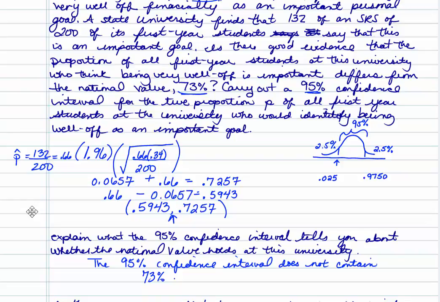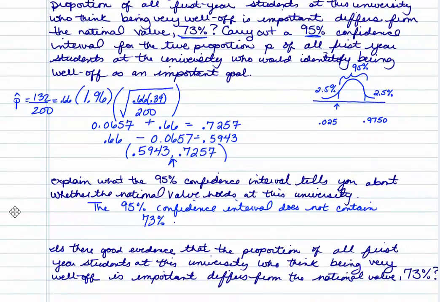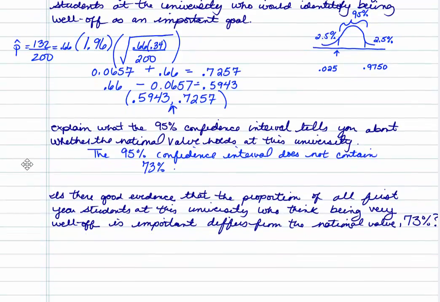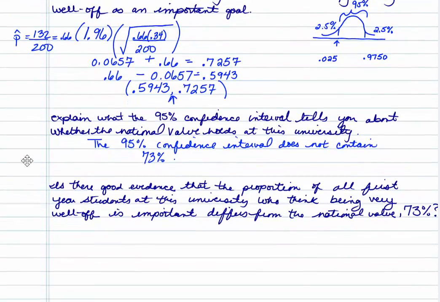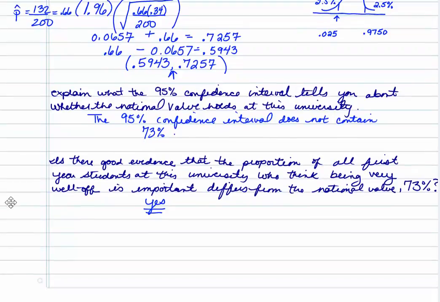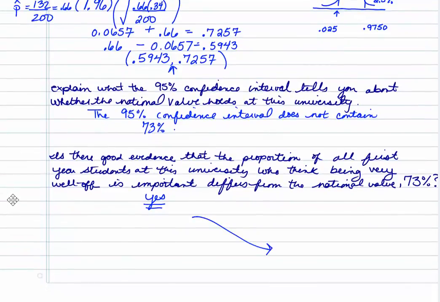Is there good evidence that the proportion of all first-year students at this university who think being very well off is important differs from the national value of 73%? I would say yes, it does. But to be more clear, we can try another test called a significance test.